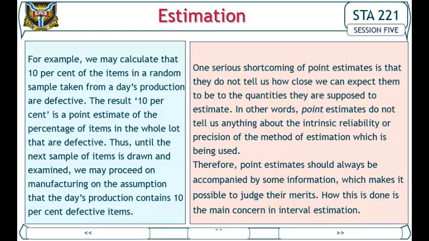One serious shortcoming of point estimates is that they do not tell us how close we can expect them to be to the quantities they are supposed to estimate. In other words, point estimates do not tell us anything about the intrinsic reliability or precision of the method of estimation which is being used. Therefore, point estimates should always be accompanied by some information which makes it possible to judge their merits. How this is done is the main concern in interval estimation.